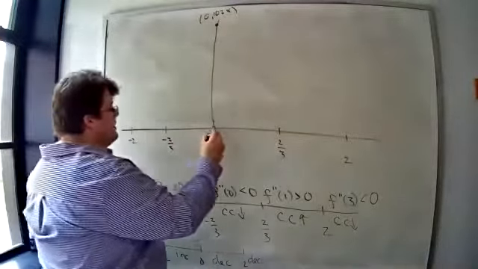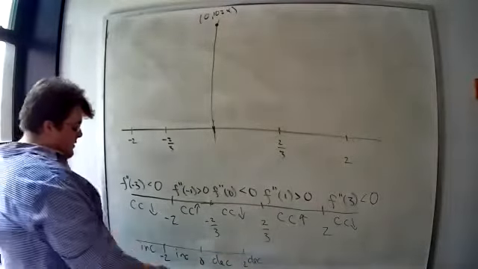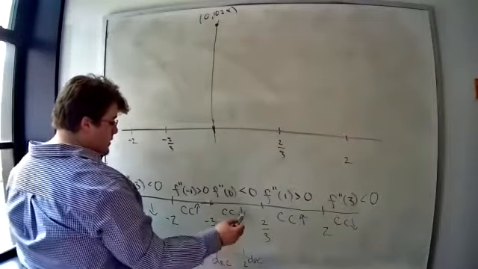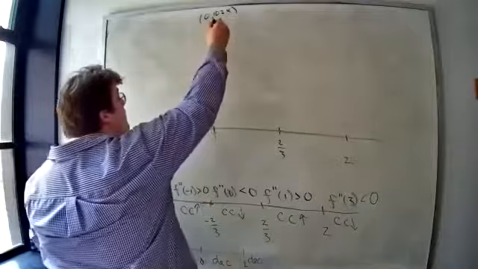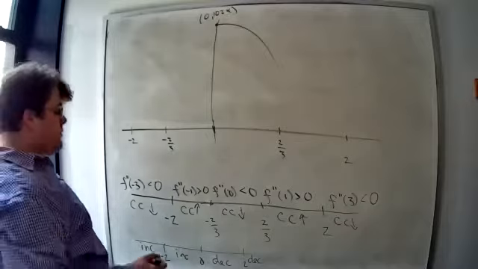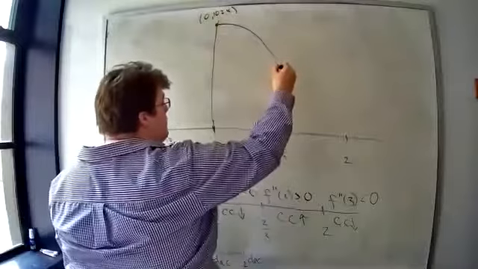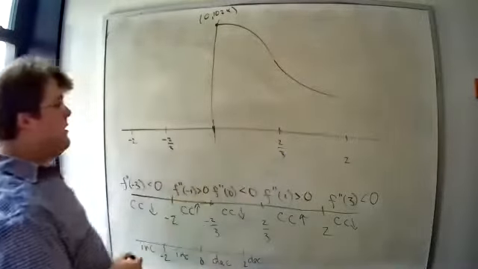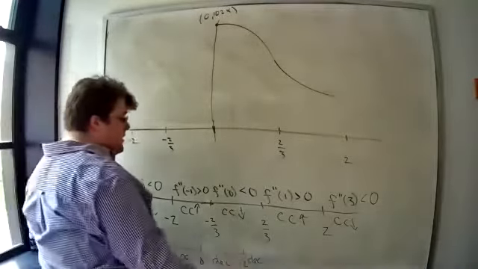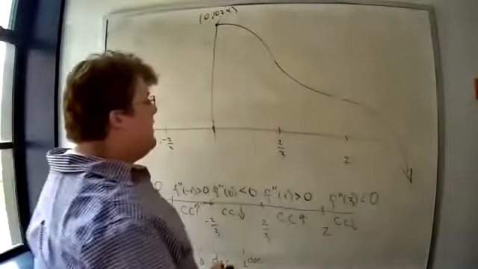So I'm going to start at 0 to 2/3. We're decreasing, concave down. Looks like that. 2/3 to 2, we're decreasing still, but concave up. So it looks like that. 2 to infinity, decreasing, concave down. So it'll look like that.